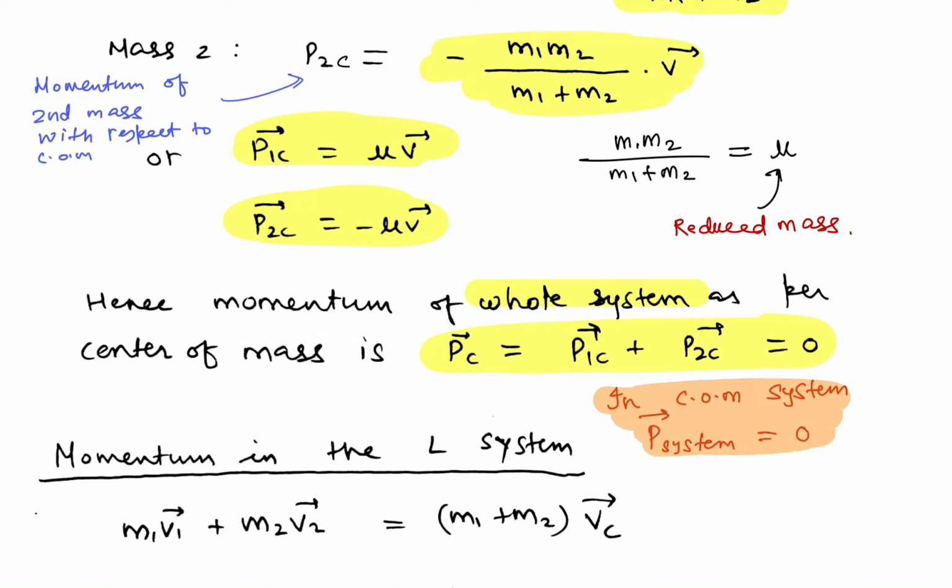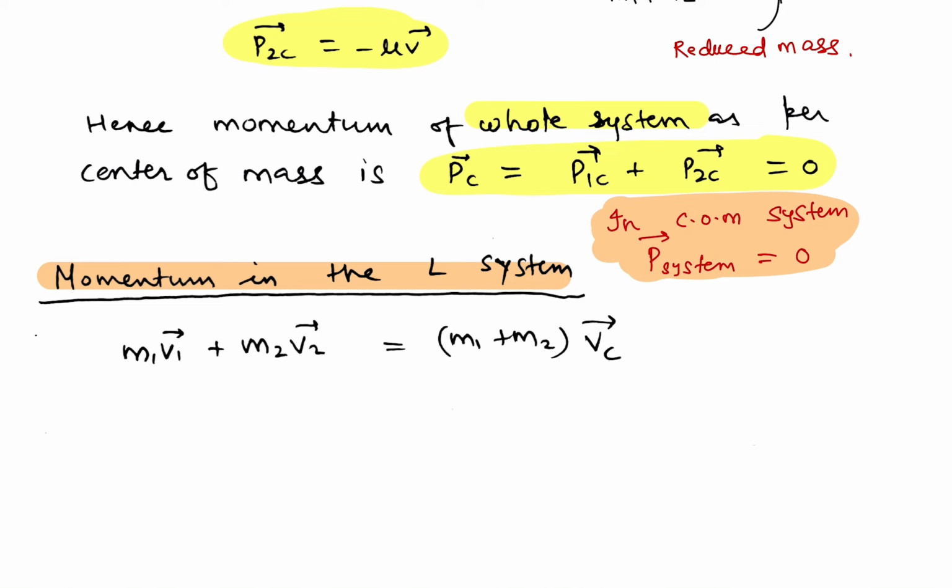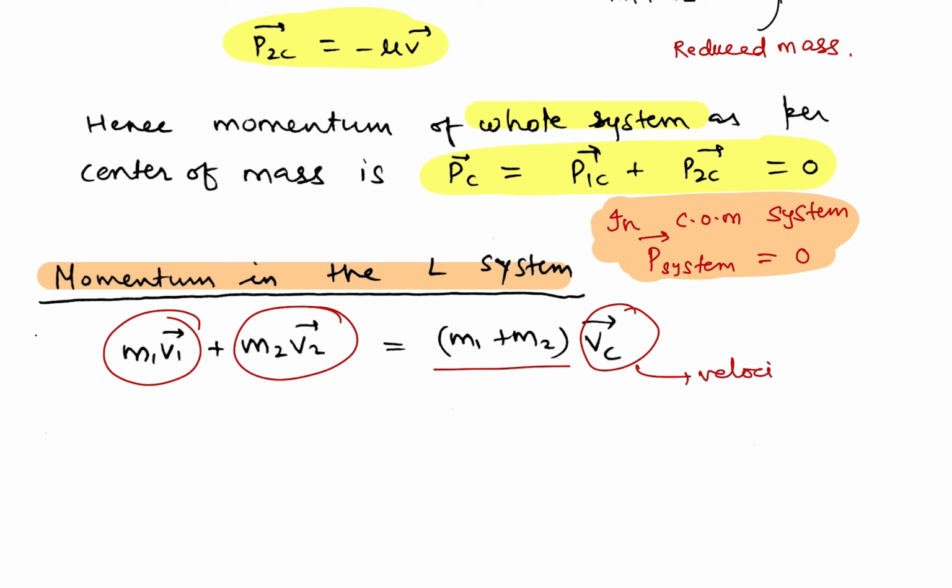And actually there has been one simple question from this, but if you don't know the concept, you will get confused. Now let us know the momentum in lab system. In L system, the individual terms are m1 v1 plus m2 v2, but you could do it in the combined form as well. You sum up the masses, but this time don't multiply with v1 or v2, you multiply with the velocity of center of mass. So this is the momentum in L system.